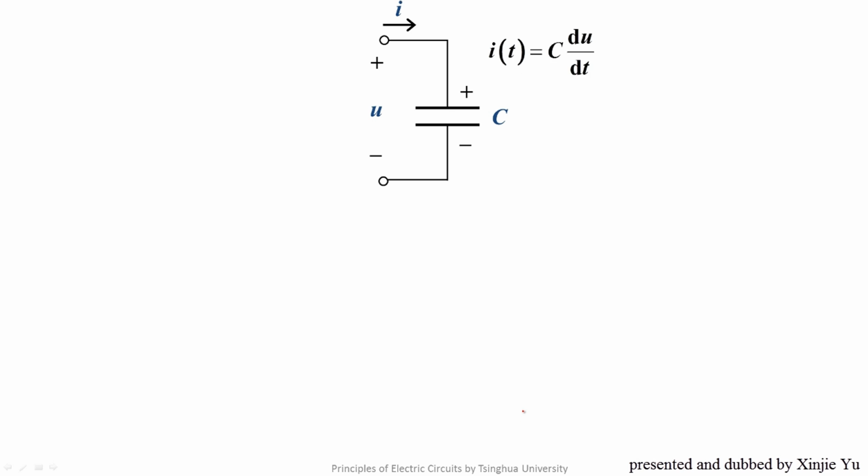Next, by using the differential equation of the voltage and current, we will discuss the energy stored in capacitors. For the reference directions of voltage and current as shown, we know the power absorbed by the capacitor is u times i, so it equals u times C times du/dt. Now let's consider the energy absorbed by the capacitor.